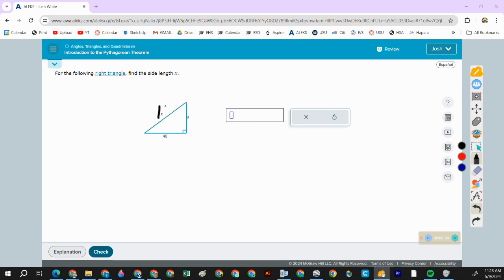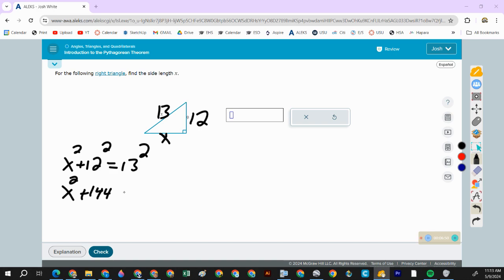Okay, what if this was 13 and this was 12? And this was x, or y, I guess. So x squared plus 12 squared equals 13 squared. So x squared plus 144 equals 169. So x squared equals, subtract that over, and I get 25. Take the square root, so x would be 5.